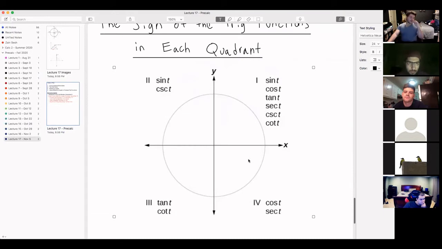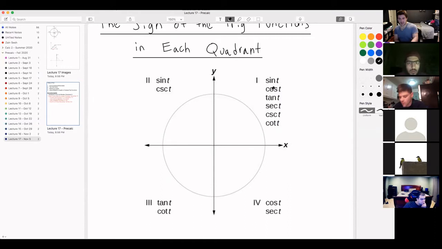So here we have the XY plane. We have quadrant 1, quadrant 2, quadrant 3, and quadrant 4, right? Now what's listed next to each quadrant, sine, cosine, tan, secant, cosecant, cotangent, these are the trig functions that are positive in quadrant 1. Okay, all of them, essentially, all of them, okay?